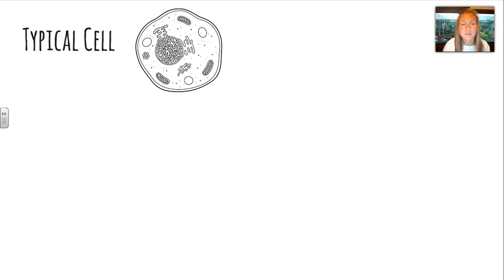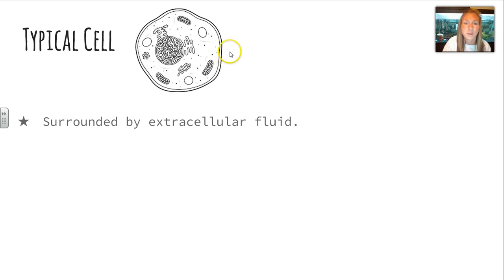So this is a typical cell diagram. It's not as detailed as some you've seen from your hat pack and in your textbook, but it's just a general cell diagram, kind of emphasizing what all cells generally have, and that they're surrounded by extracellular fluid, so they're usually suspended in some kind of fluid externally, or on the outside of their boundary or cell membrane.